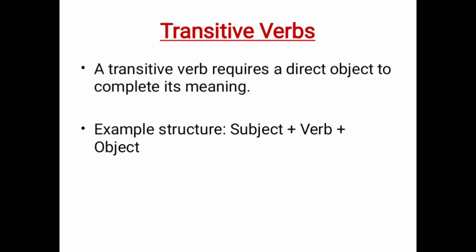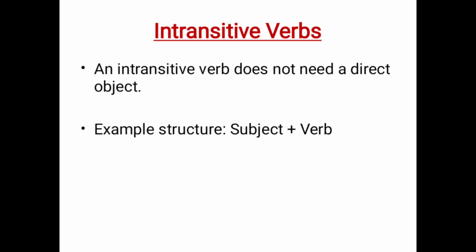What are transitive verbs? A transitive verb requires a direct object to complete its meaning. For example, there should be a subject, then a verb, then an object. We will understand the examples in the next slides.